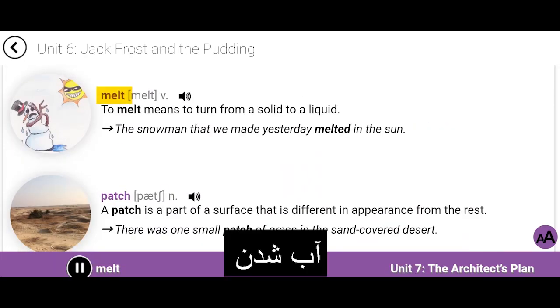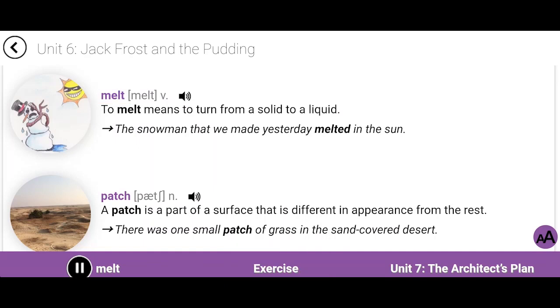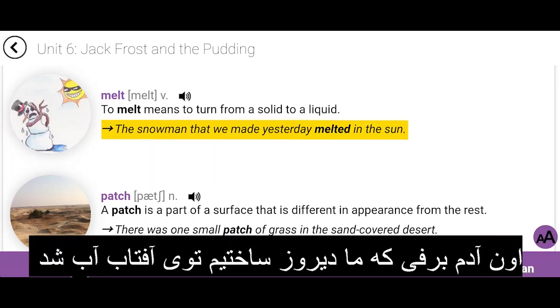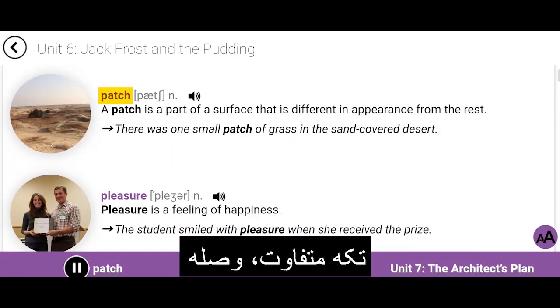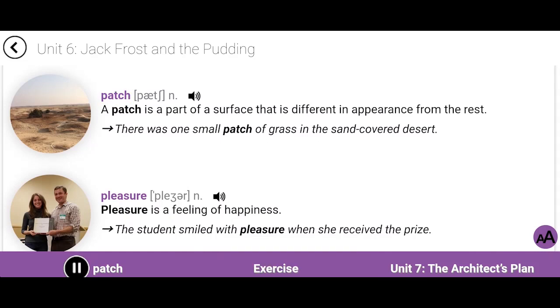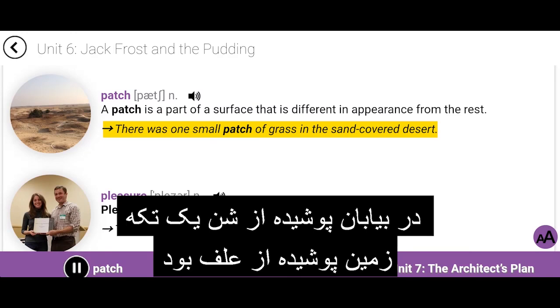Melt. To melt means to turn from a solid to a liquid. The snowman that we made yesterday melted in the sun. Patch. A patch is a part of a surface that is different in appearance from the rest. There was one small patch of grass in the sand-covered desert.